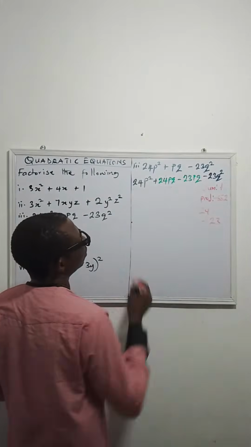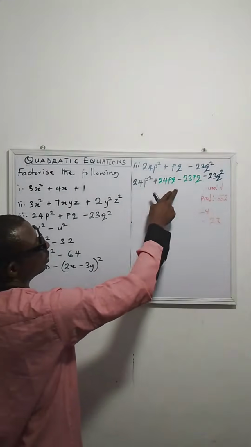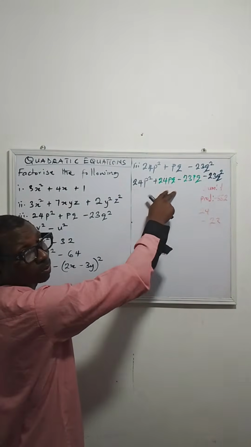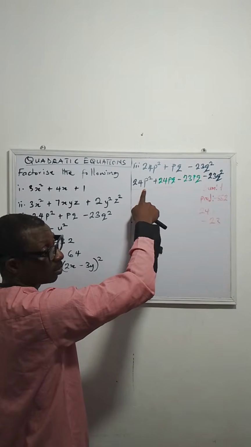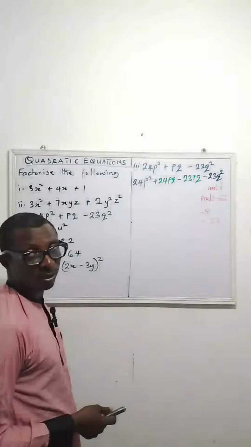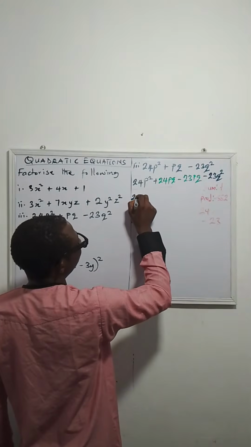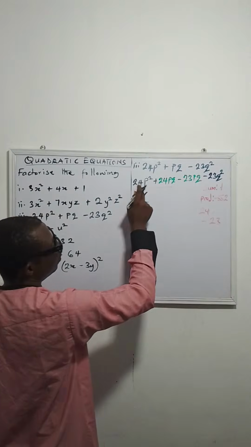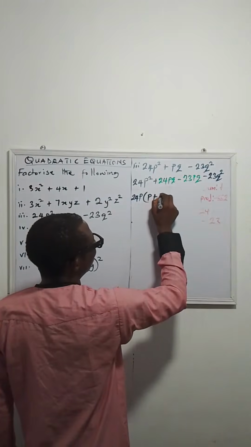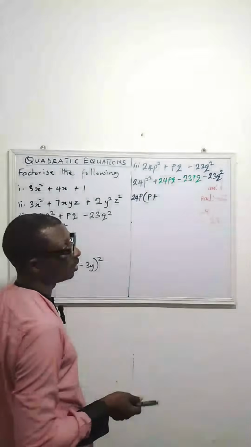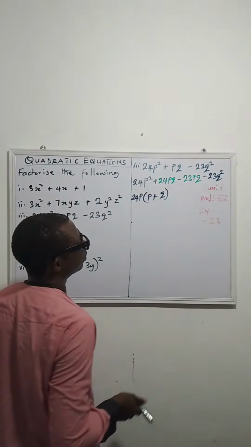Now let's look at the first pair. What is the GCD of this pair? We say that 24 can go here, can also go here. p can go here completely, and it will also go here. So that means the GCD is 24p. When you divide 24p squared by 24p, you have p, and you divide this by 24p, so you have what? q. That's what you have.